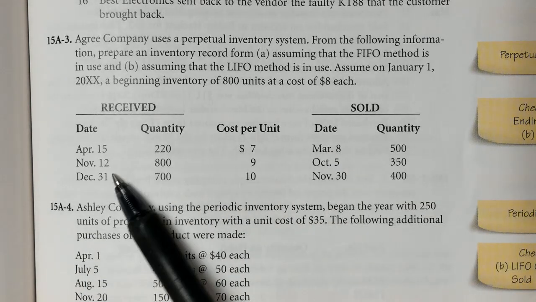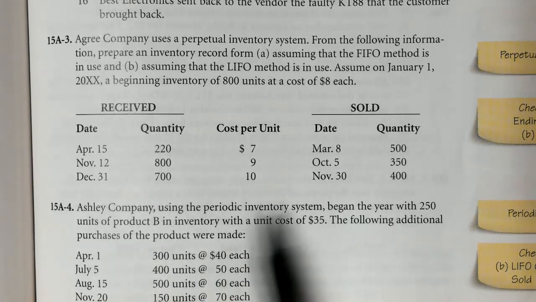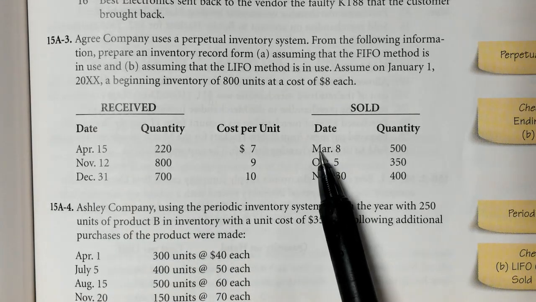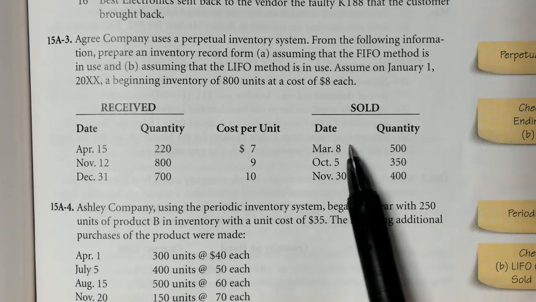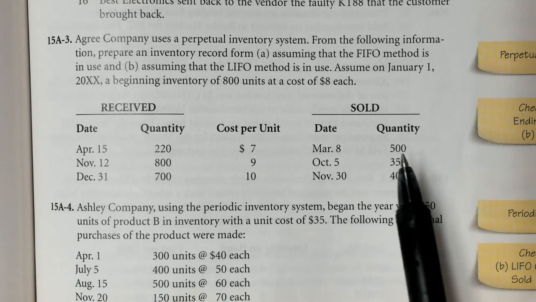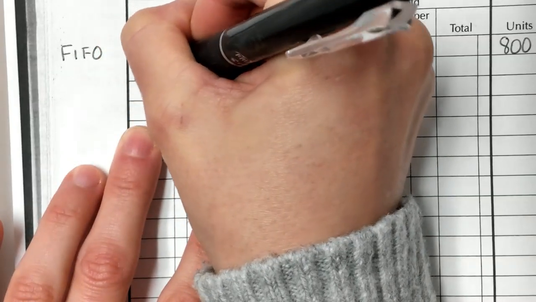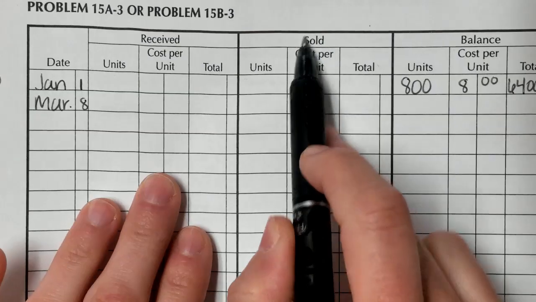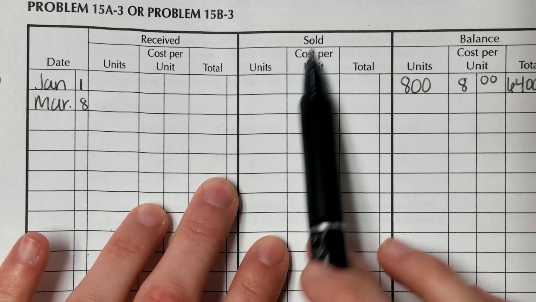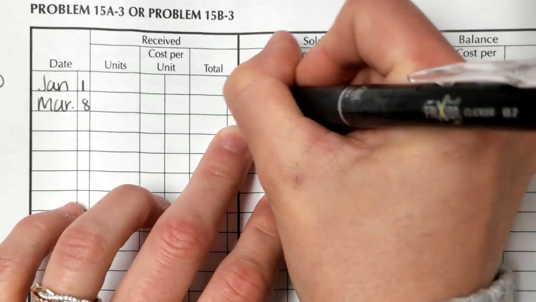So we're going to go by date. We're going to do all of this by date. So we need to find the earliest date here, which is going to be March. On March 8th, we sold, right, we're in the sold section. March 8th, we sold 500 units. So let's start with your date. March 8th. And make sure you find your sold column. That's what we're doing right now. Keep in the same row. We sold 500 units.